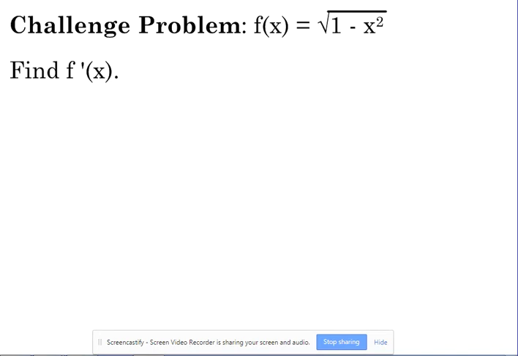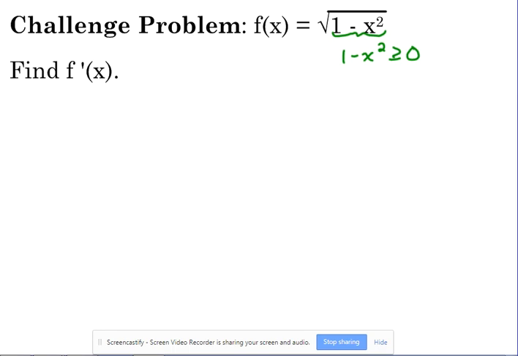Now, this has nothing to do with this problem, but it's a good opportunity to talk about it. Let's talk about where this function is defined, because if a function is not defined, then you can't find a derivative at that point. So let's think about this. We can't take the square root of a negative number. So what's under the square root has to be greater than or equal to 0 in order to be able to take the square root.